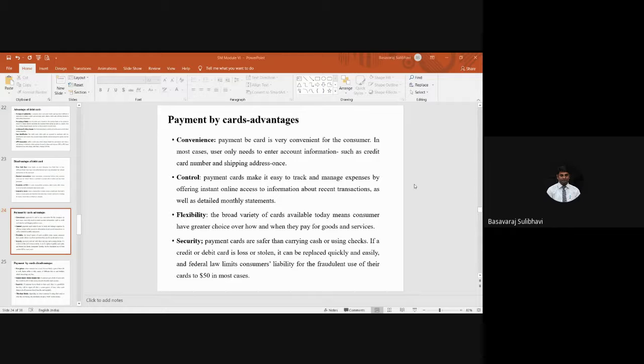Then we have next, security. Payment cards are a very safe option, until and unless you people reveal your security authentication PIN. And also it can be easily replaced. Quickly you can replace it, and easily. And also there are some laws which are going to help you people in holding your cash properly in the account, and there will be no mistake happening from the buyer side as well as the seller side.